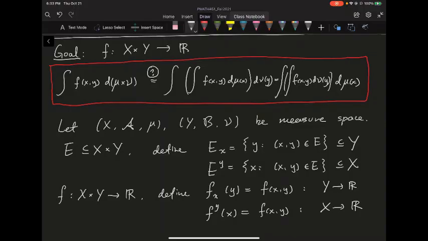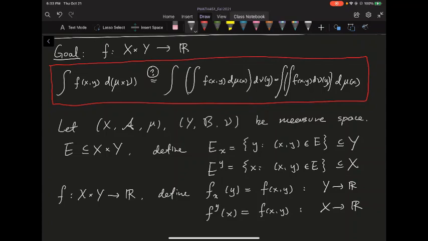From last lecture, we saw how to define the product measure on the product sigma algebra. So starting from this one, we're going to prove the main theorem of this entire lecture, which is basically the Fubini type theorem. Suppose I have a measurable function defined on the product space. I want to calculate the integral of this function on the product measure.